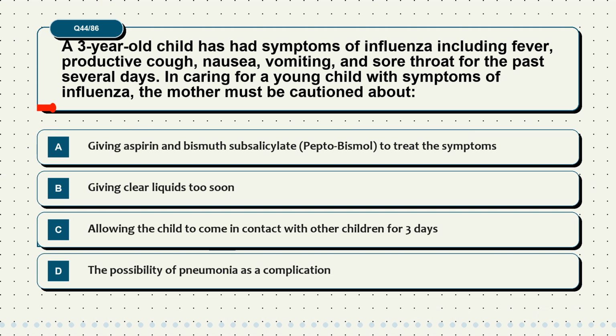Question 44. A 3-year-old child has had symptoms of influenza including fever, productive cough, nausea, vomiting, and sore throat for the past several days. In caring for a young child with symptoms of influenza, the mother must be cautioned about. Here are the options. Option A. Giving aspirin and bismuth subsalicylate Pepto-Bismol to treat the symptoms. Option B. Giving clear liquids too soon. Option C. Allowing the child to come in contact with other children for 3 days. Option D. The possibility of pneumonia as a complication.